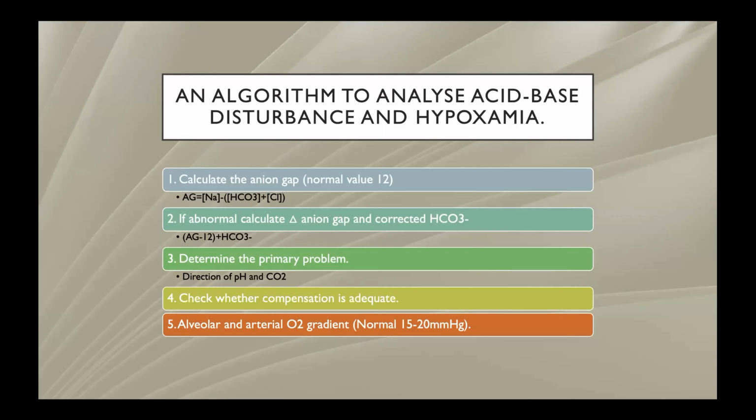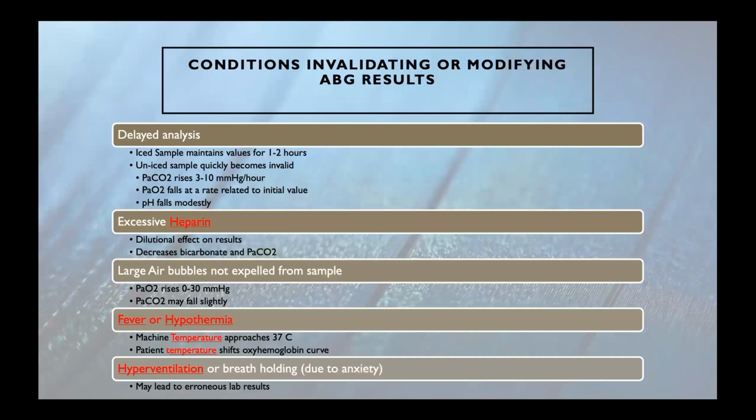Conditions invalidating or modifying the blood gas results, just for the information. Delayed analysis, everybody knows that, right? So carbon dioxide might go up, pH also falls, and excessive heparin decreases the bicarbonate level and carbon dioxide. Air bubbles, we all know, can increase the oxygen, right? Because atmospheric carbon dioxide is very low, the carbon dioxide dissolves into the air bubble, so carbon dioxide will be falsely low.